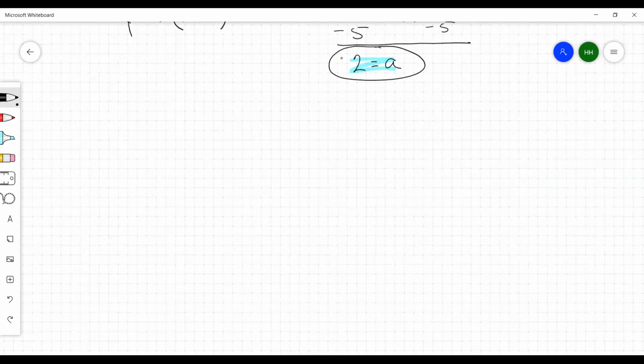Number 3, what is the minimum or maximum value of the function and what is the range? Minimum or maximum value. All right, so we got y equals.